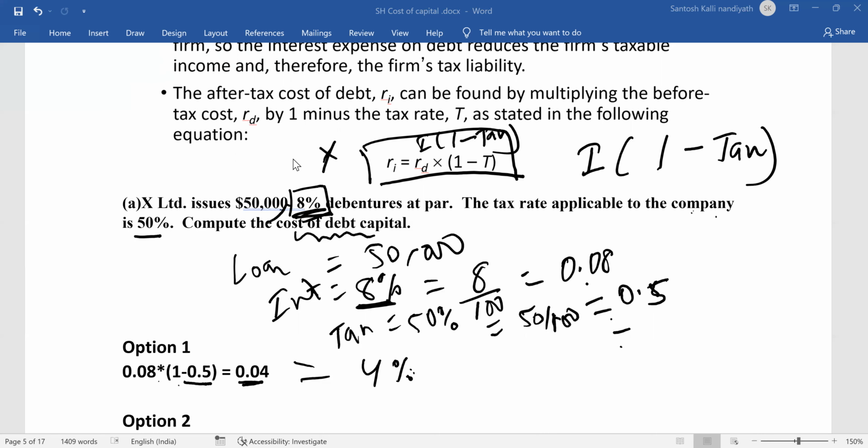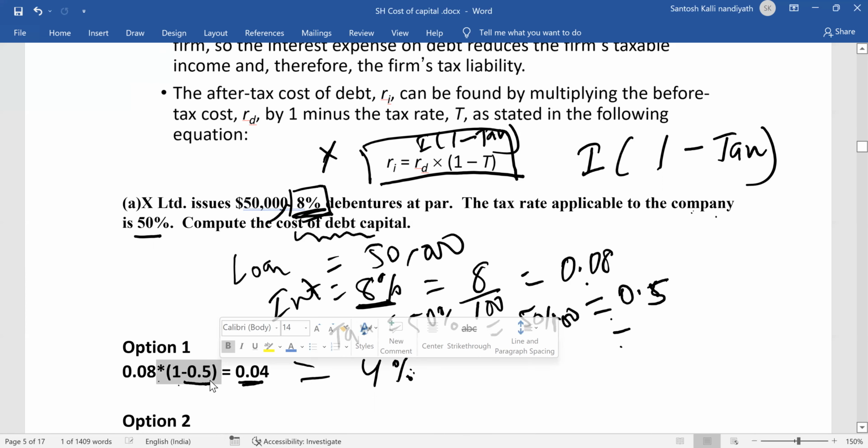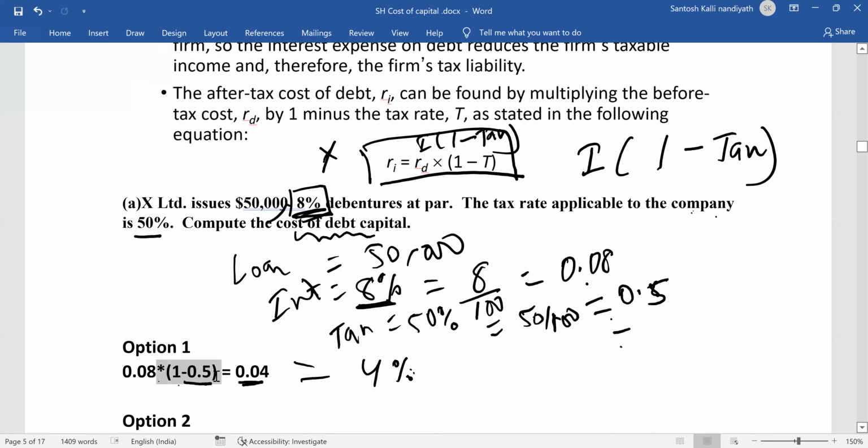Firstly, 0 point, I have put the decimal here. Then 0.08 times, open the bracket, 1 minus 0.5. See, generally whenever a bracket is coming, you need to solve it first. It might be possible you are making the same mistake. So if the bracket is coming, it means firstly you need to solve 1 minus 0.5. How much would it be?